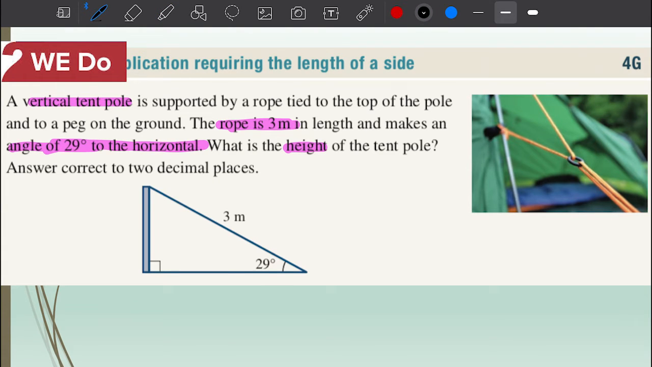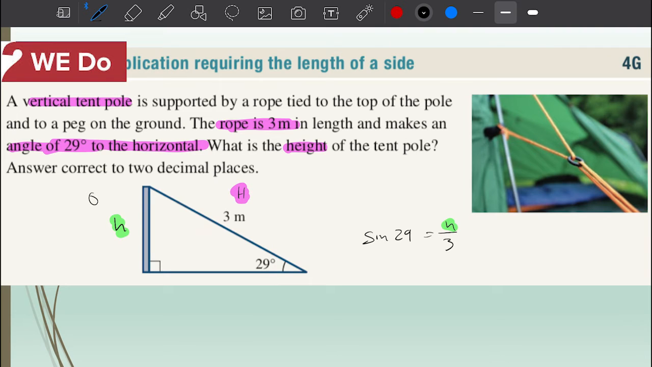So we're actually given a picture of this scenario. We have the pole here, and we're trying to find this height, h. So what two sides do we have? We have the hypotenuse and we have the opposite. So we're just going to set up our trigonometry. Sine of 29 equals h over 3. Now I'm using lowercase h here for height. This h is height. This h is hypotenuse.